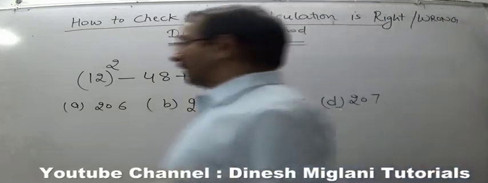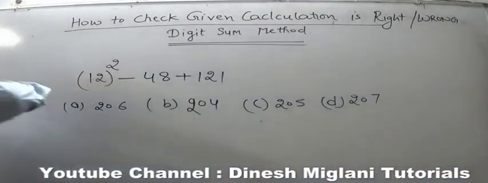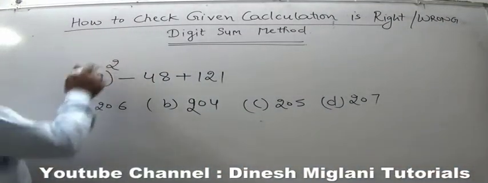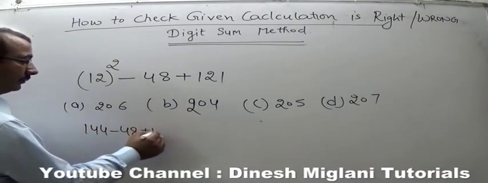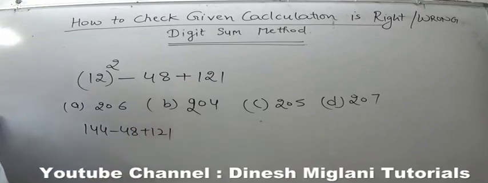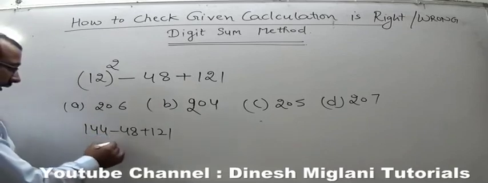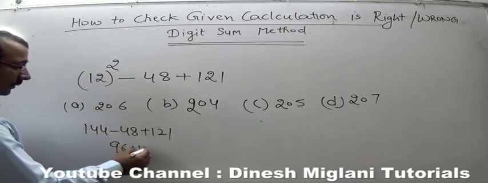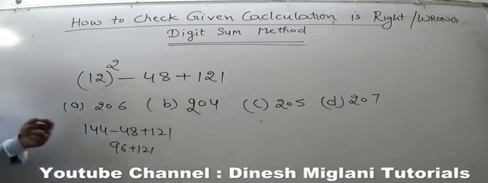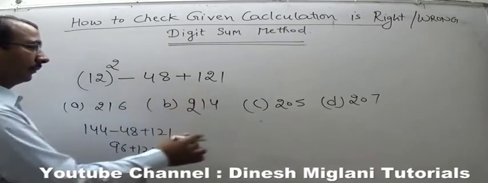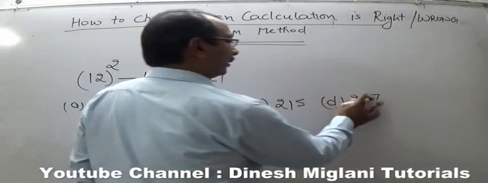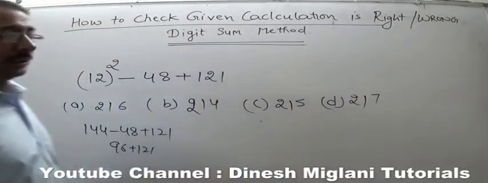Now, one way is to solve it by explaining it directly: 12 square is 144, minus 48 plus 121. 144 minus 48 is 96, plus 121. According to that, my answer should be 217. So let us change the options to 216, 214, 215 and 217, because here I am just going to tell you the technique.